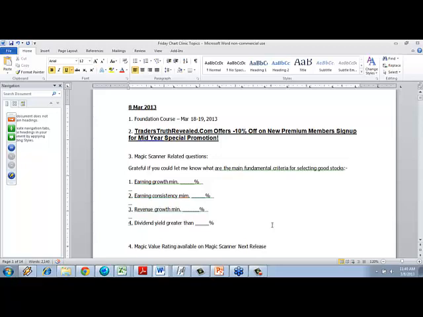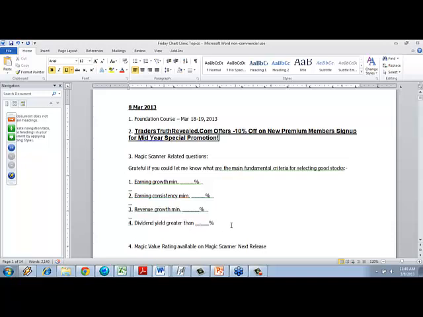Okay, so that's sort of an outlook from Bill. Now on the magic scanner yesterday when we did it, we have a couple of questions that people asked. There was a question sent out here: what are the main fundamental criteria for selecting good stocks? And they were looking at the minimum growth rate, earnings consistency, the minimum revenue growth, and what the dividend yield should be greater than.